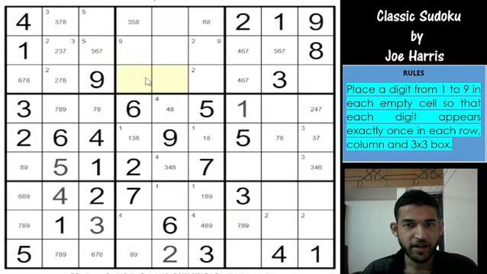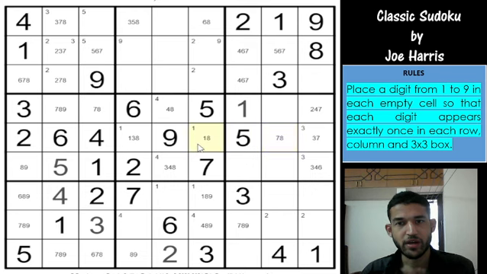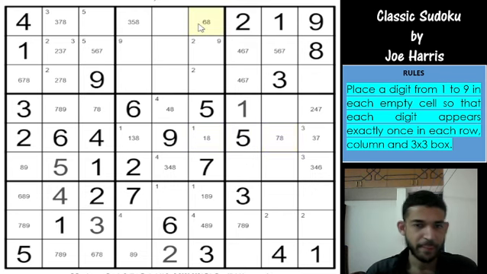This box is completely empty, guys. It's not really helping us. It's making the Sudoku harder. Okay, 3, 7, 7, 8, 1, 8, 6, 8.